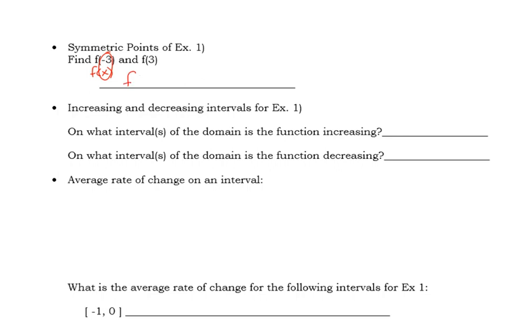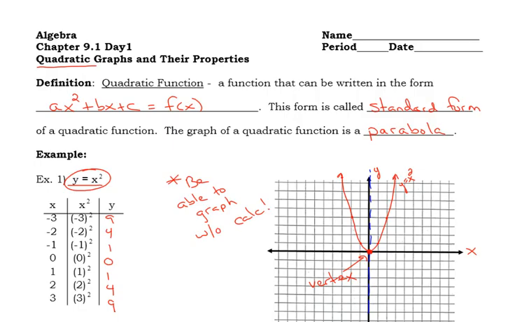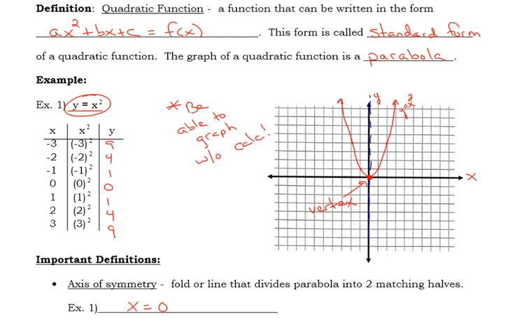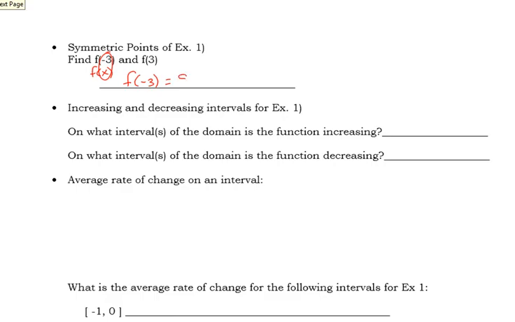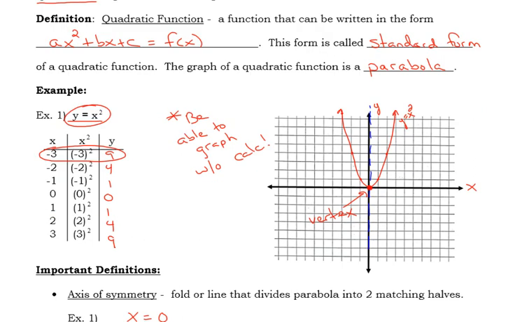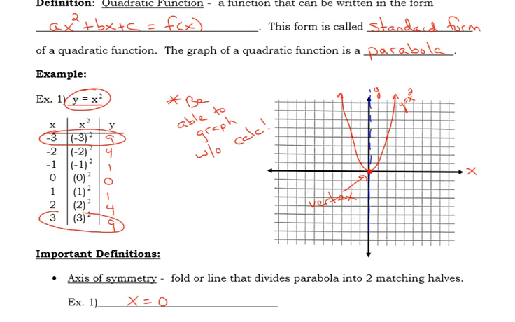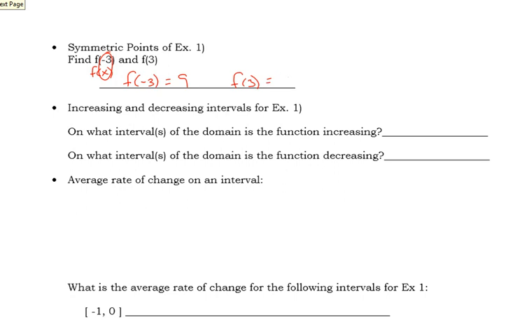So we're going to say f of negative 3 equals, now we're going to go back to our parabola, and we're going to look, when the x value is negative 3, the value of y is 9. So f of negative 3 equals 9. We're also going to find f of 3. So we go back to our parabola, and we look where x is equal to 3, and that's also 9. So f of 3 is equal to 9.